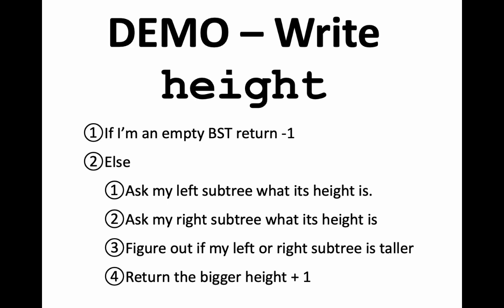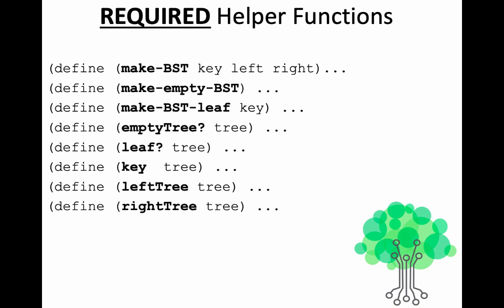to count my individual node. All right, I want you to pause it here and try and write height that uses those helper functions for Racket binary search trees. So try and write the height function using those helper functions. And you can pause it here or on the next slide, I'll show you those helper functions. So here was a list of those helper functions. You might want to pause it here instead.